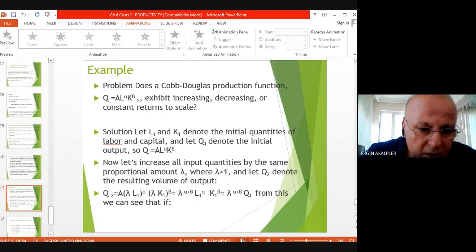Q2 then is of course equal to A, lambda L1 to the power of alpha, and lambda K1 to the power of beta. Therefore, we can sum these lambda exponents together: lambda to the power of alpha plus beta, times A L1 to the power of alpha and K1 to the power of beta, is equal to lambda to the power of alpha plus beta multiplied with Q1, because the equation given here summarizes with the first equation.